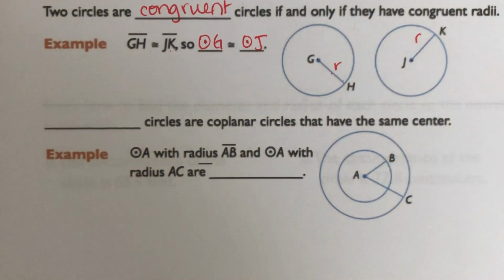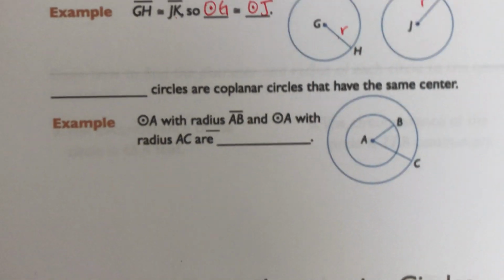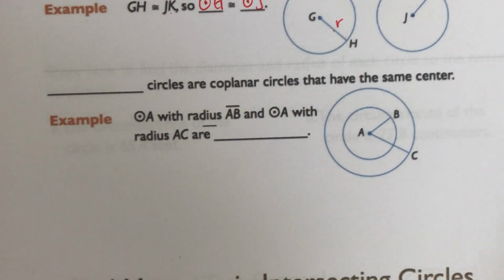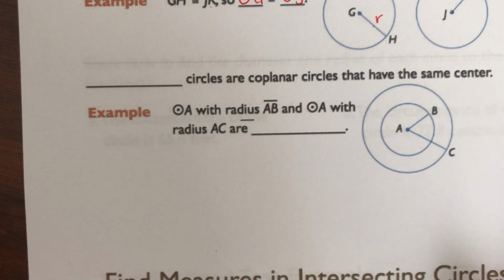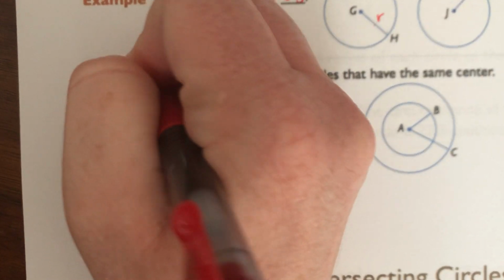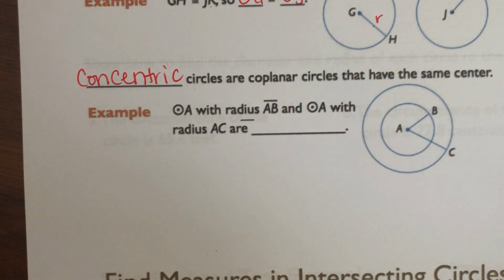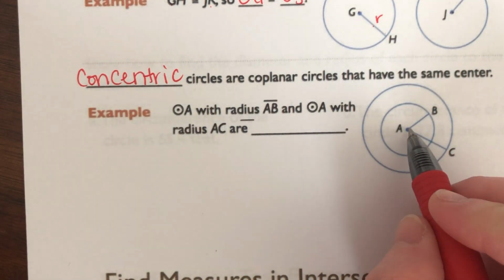Okay, next part. Blank circles are coplanar circles, meaning they're on the same flat surface, that have the same center. This is a tough one. It's actually called concentric. Concentric. So it's 2 different circles, and they're just all centered together because they have the same middle point.